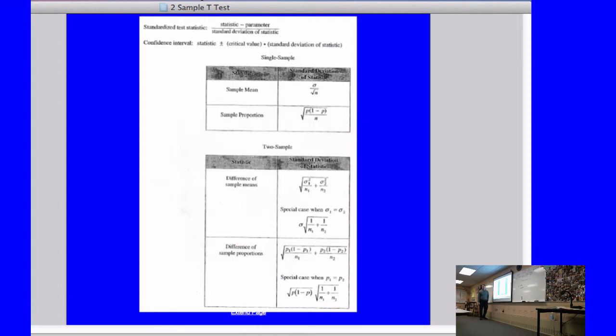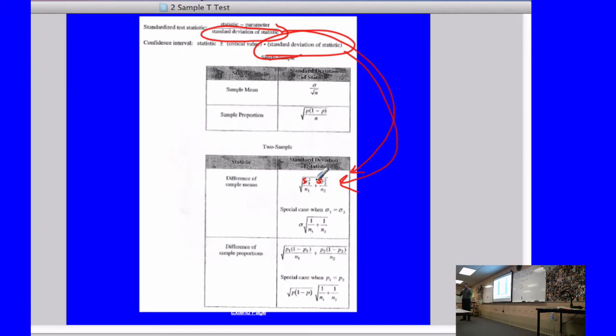Now again, your standard deviation is right here. That's for an interval. Standard deviation for a test is the same thing. Instead of sigma, though, in this case, we have to use S. So it's on your College Board sheet, that standard error part, so you don't have to memorize it. You just have to realize I'm looking for the difference between the two.